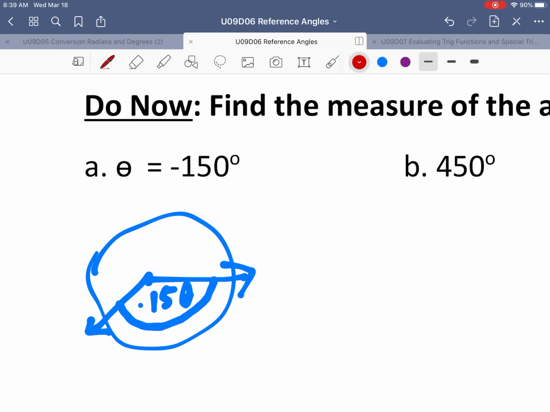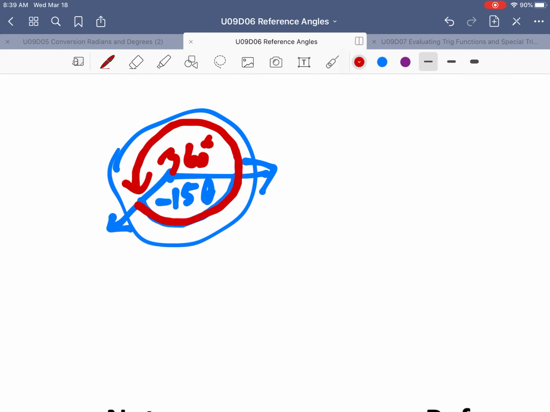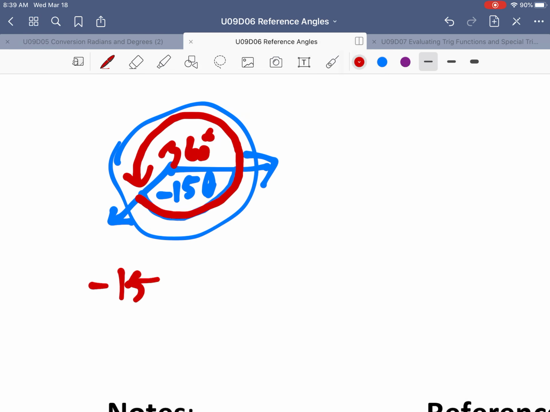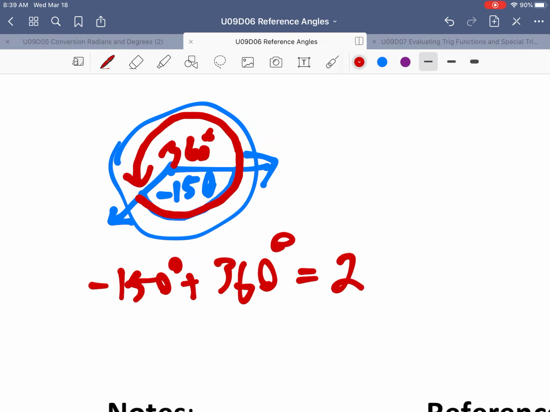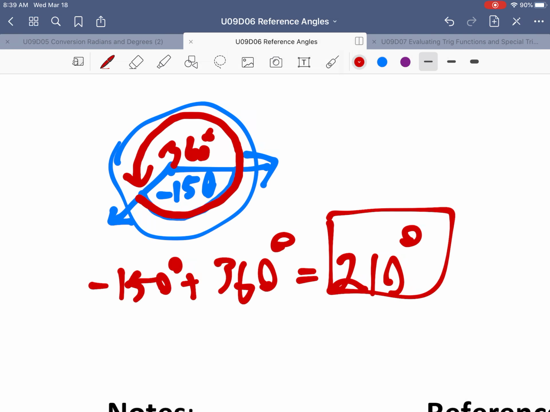An alternative method is to start at negative 150 degrees and rotate our angle 360 degrees forward. So we're going to rotate around the circle this way, a full 360 degrees. In other words, we're going to start at negative 150 and add 360. So we get negative 150 degrees plus 360 degrees, which equals 210 degrees. So a 210 degree angle would be coterminal, or terminate in the same place as a negative 150 degree angle.